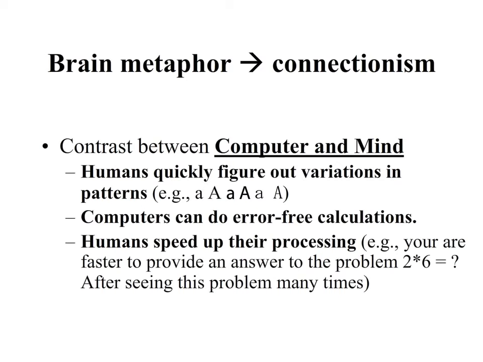Before we explore the second metaphor, the brain metaphor and connectionism in more detail, we need to make a contrast between what computers can do and what the human mind can actually do. So for example, humans can quickly figure out variations in patterns. For example, all of these different A's, we quickly recognize them as the same letter. Computers can do error-free calculations. I can't. Can you? Humans speed up their processing. So for example, are you faster to provide an answer to the problem 2 times 6 after seeing it many times? Quite likely you will be.